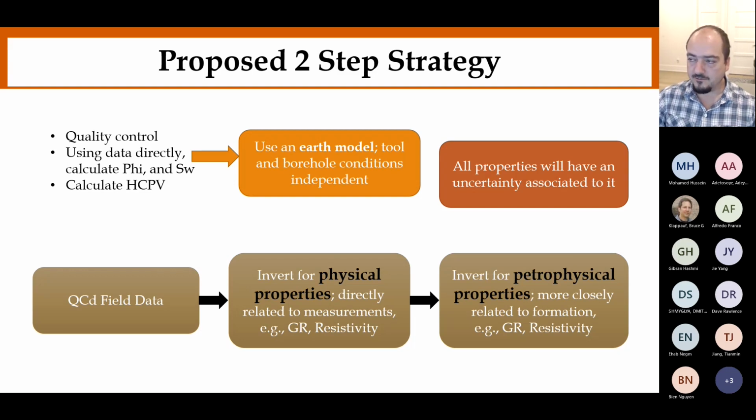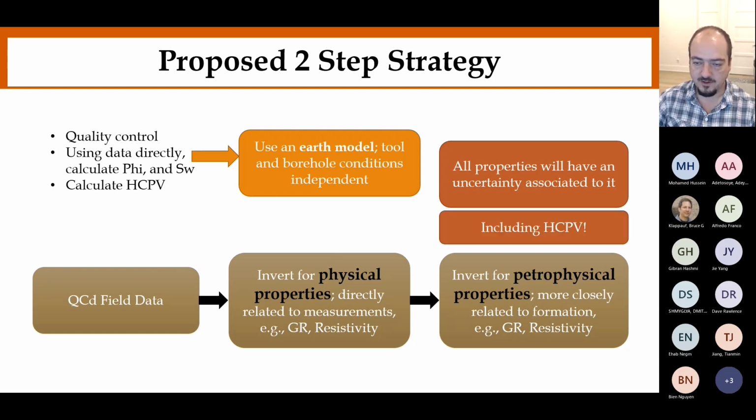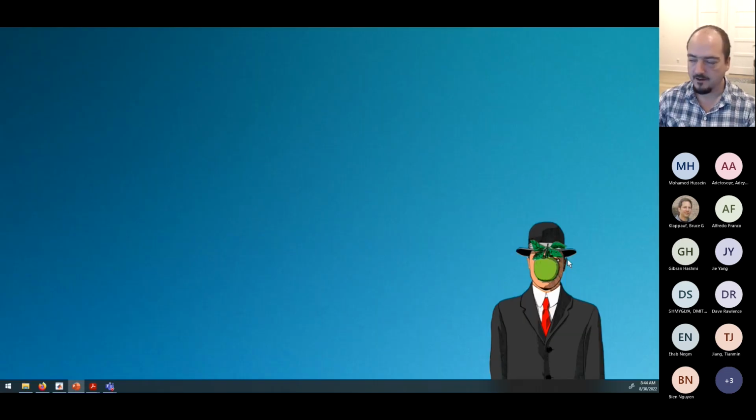Something else that we're going to get by using this approach is that we're not just going to give you a final answer. We're going to give you the uncertainty associated with it, which, as we know, can be very important to make a final decision. And that uncertainty can be even associated to HCPV. So everything is going to have some uncertainty, in a similar way to what we were doing yesterday. Okay. Questions, comments so far?